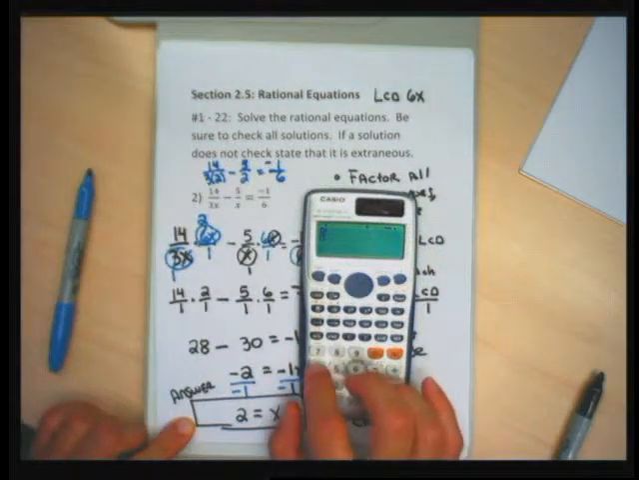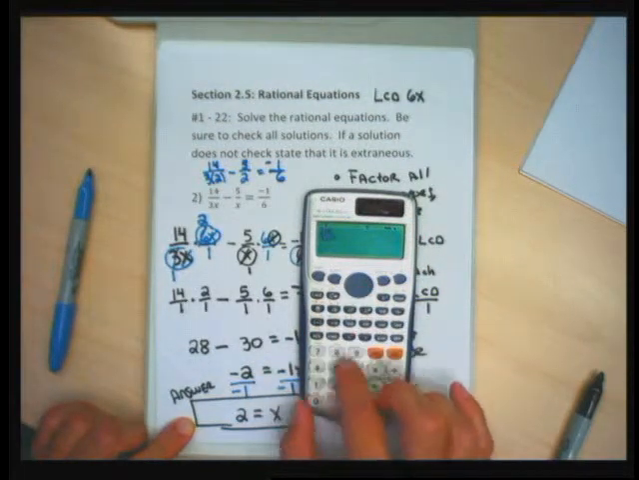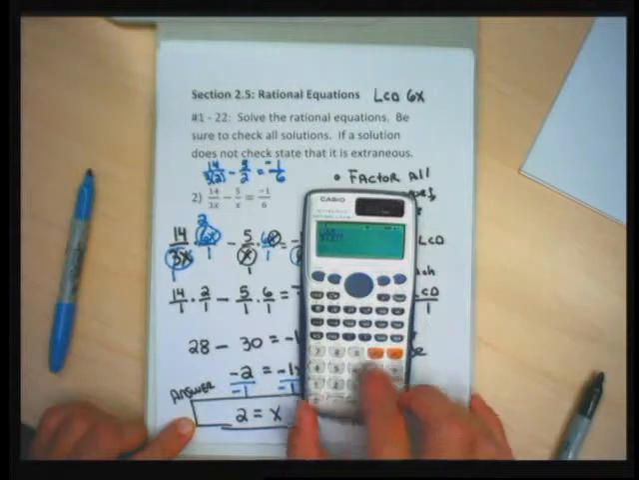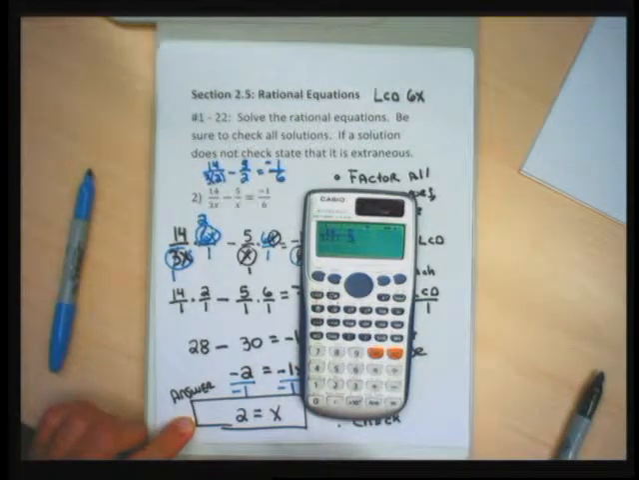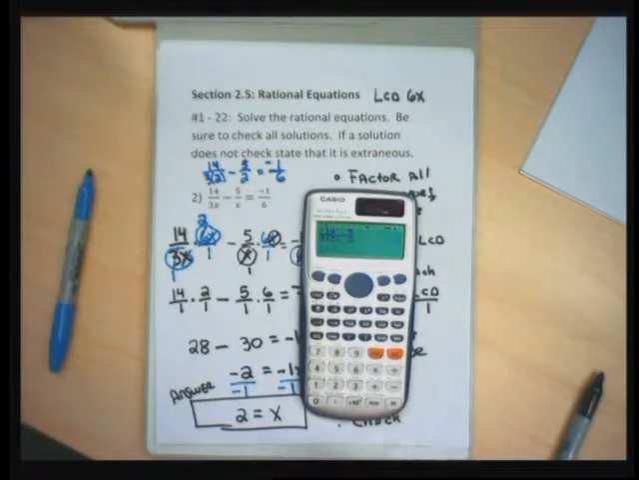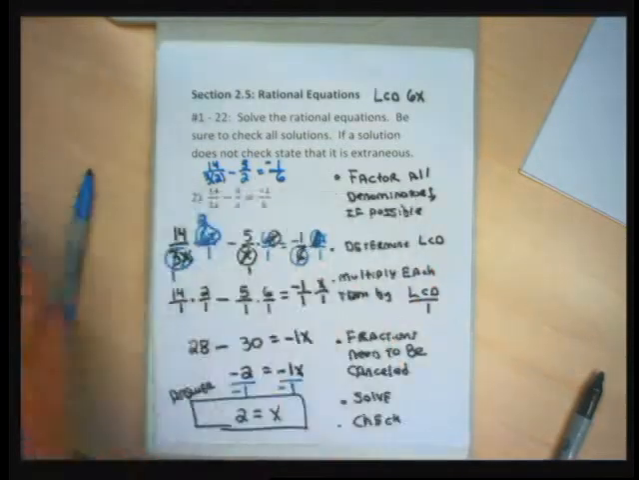So for the left side, I'm going to get 14 over 3 times 2 minus and then 5 over 2. If I hit equals and see negative 1/6, then my answer's checked and I've done it correctly. And it does, so I'm good with problem 2.